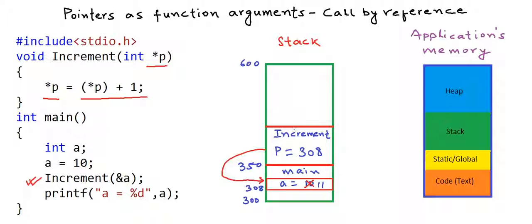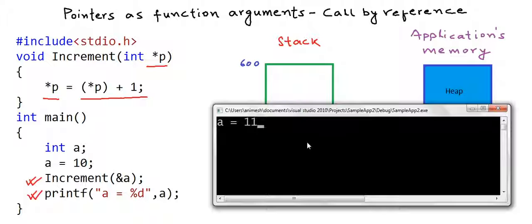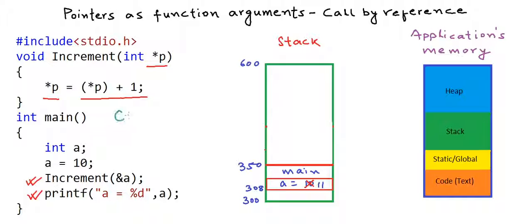So now when increment finishes and we come back to the main method and the next line gets executed, which is the print statement, then A is now 11. If you run this program, then what gets printed is A equal 11. Such a function call in which instead of passing the value of a variable, we pass the address of the variable so that we have a reference to the variable and we can dereference it and perform some operations is called call by reference. So if we use pointers as function arguments, then we are using call by reference.